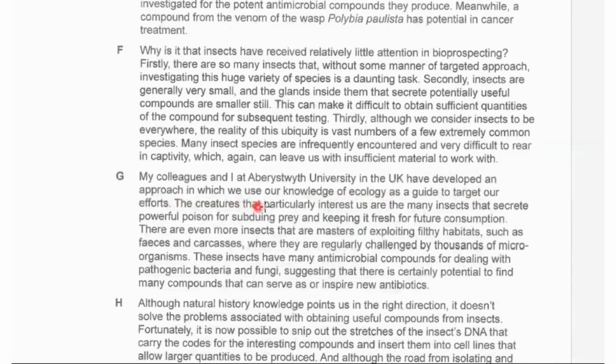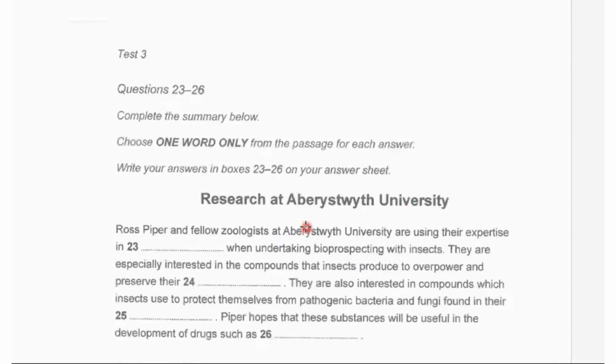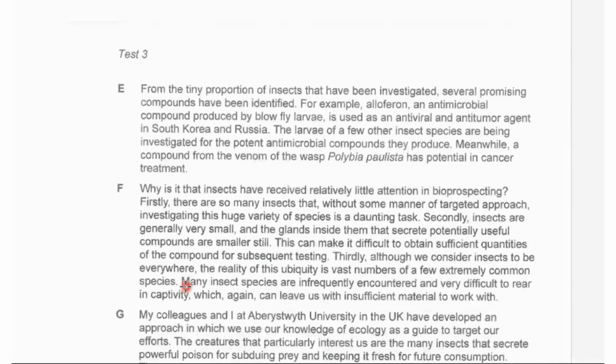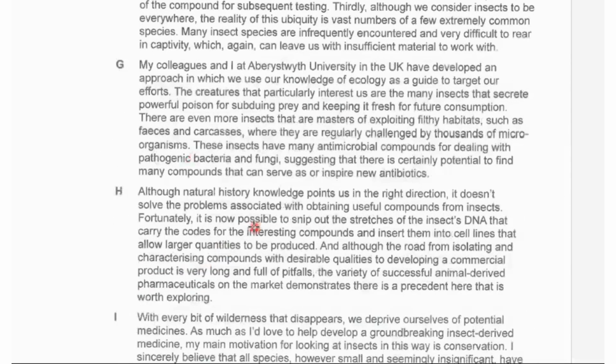These creatures that particularly interest us are the many insects that secrete powerful poisons for subduing prey. Subdue, overpower. Subdue is overpower. And preserve their, okay, let me look for preserve. Preserve, for subduing prey and keeping it fresh. Preserve is a paraphrase for keeping it fresh. What are they keeping fresh? The prey.